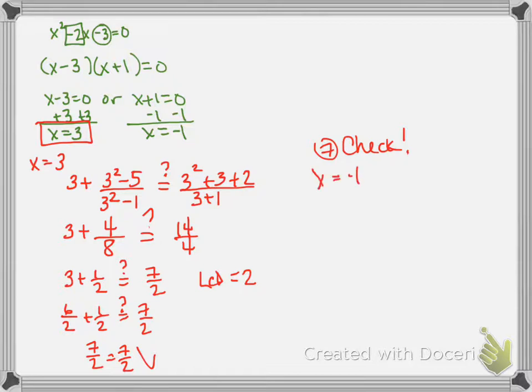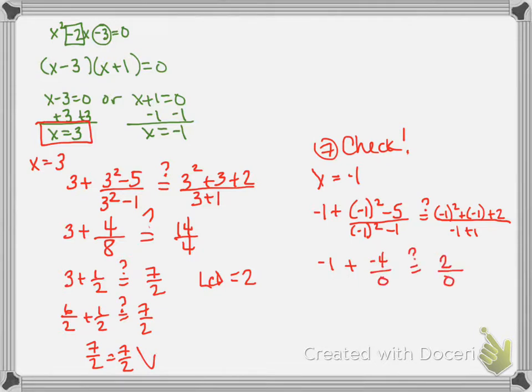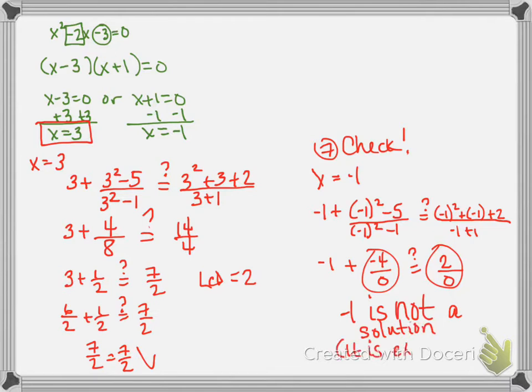Let's check x is -1. So -1 plus -1 squared minus 5 over -1 squared minus 1. Does that equal -1 squared plus -1 plus 2 over -1 plus 1? -1 plus -4 over 0. Does that equal 2 over 0? Well, this is an issue or a concern. We can't divide by 0. This is undefined. So -1 is not a solution. It's extraneous. And our only solution was x equals 3.